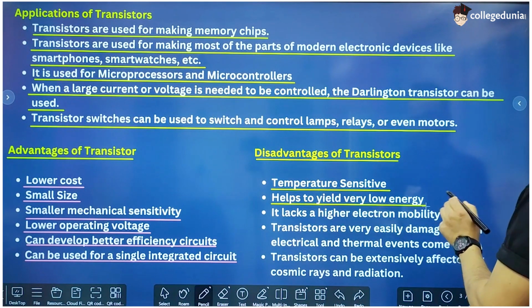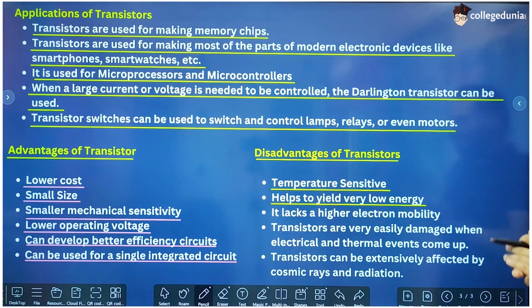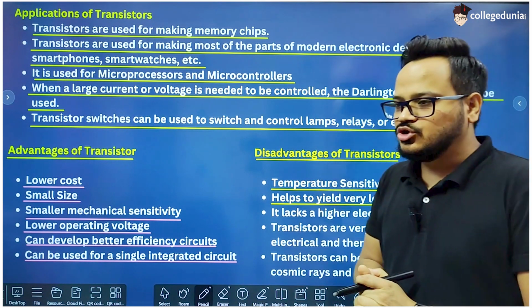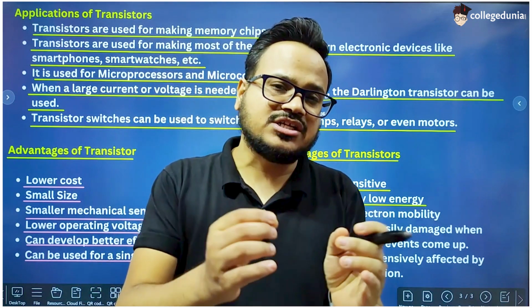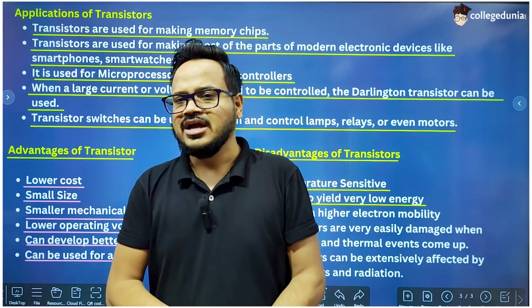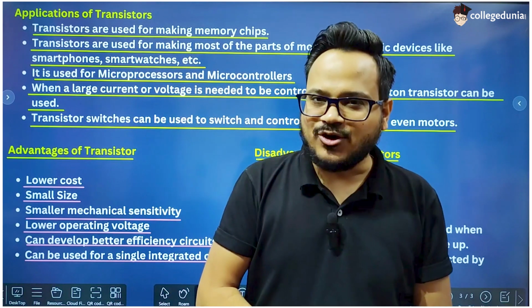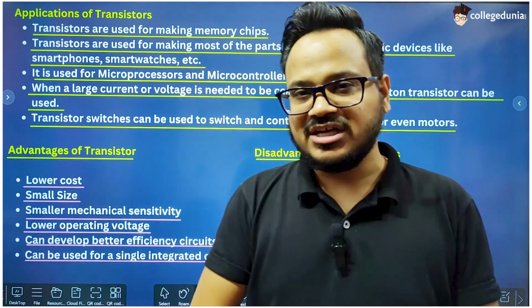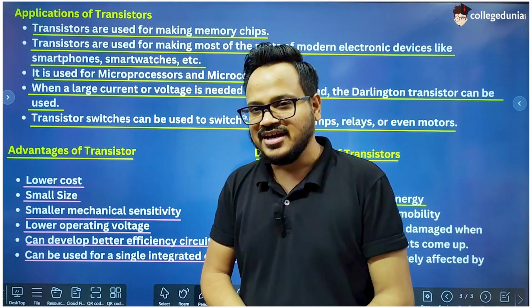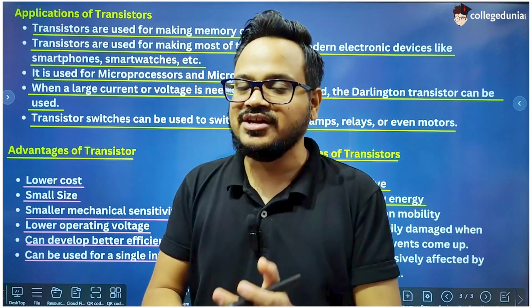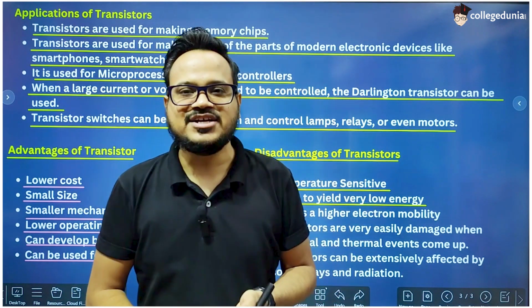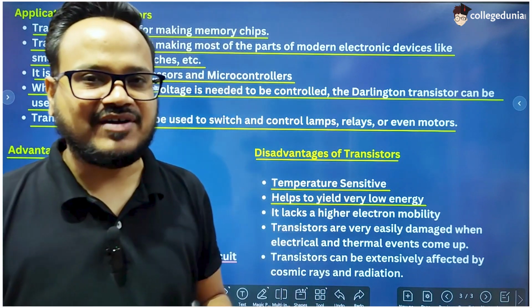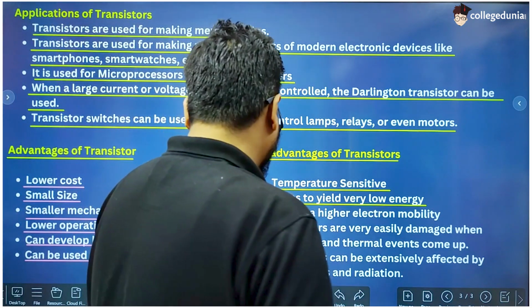They yield very low energy. Transistors can be used to perform those functions in which small energy is needed, like the functions performed by our digital devices. But transistors cannot be used to perform those functions in which a large amount of energy is needed. Like transistors cannot be used in geysers, heaters, air conditioners, refrigerators, because these devices need very high energy.